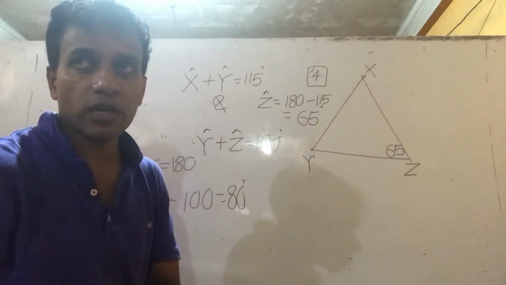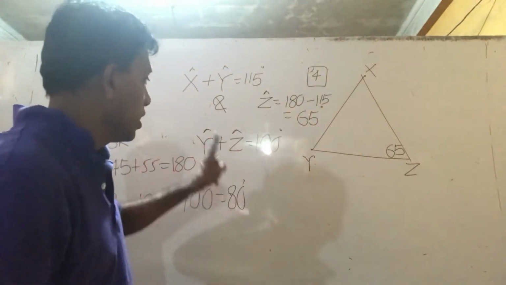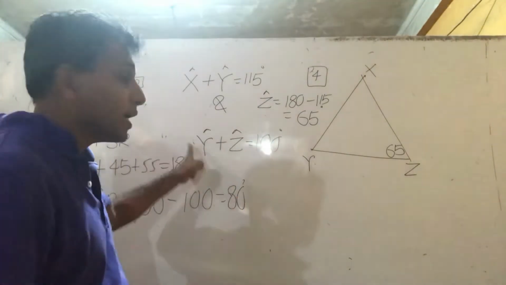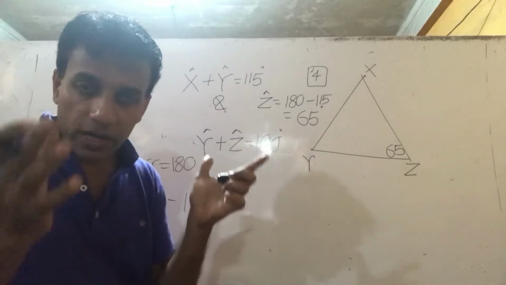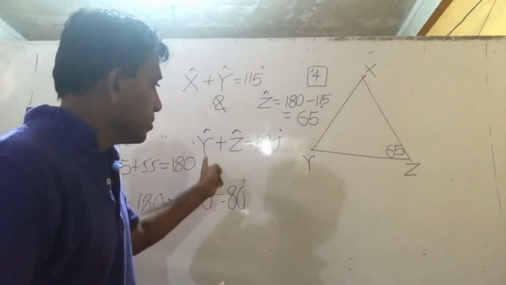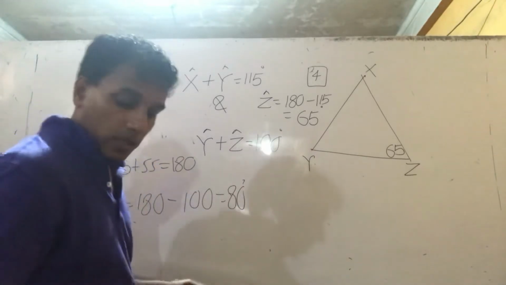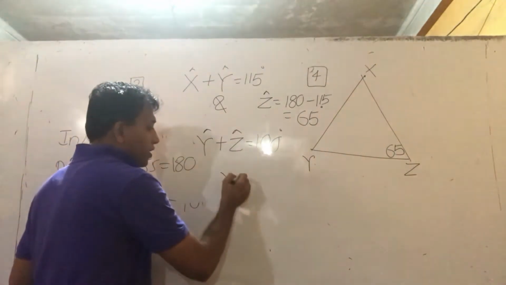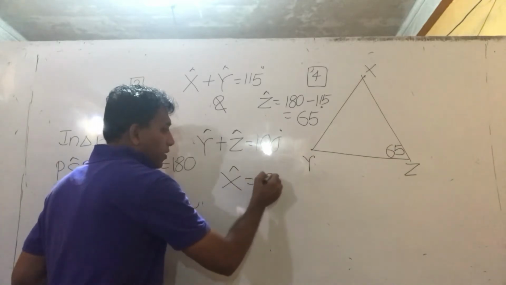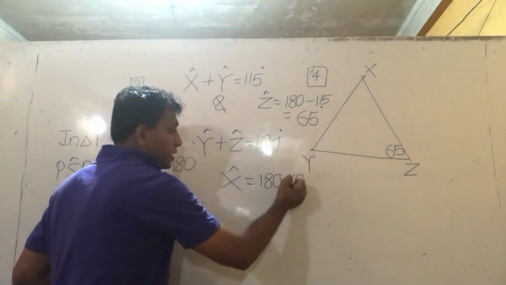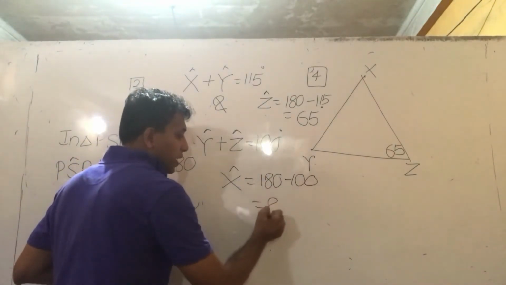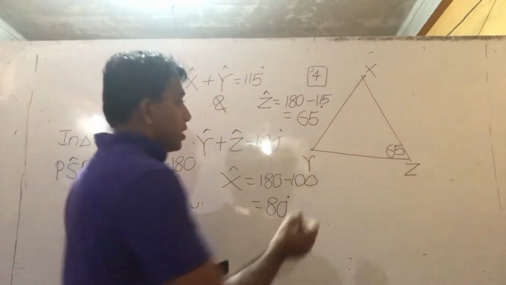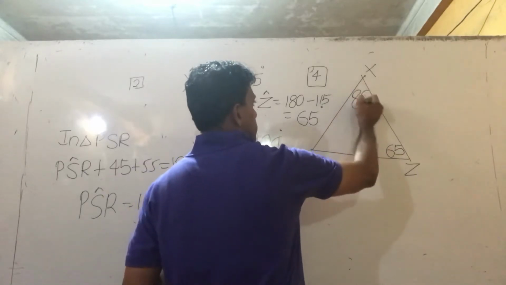Also they mention another equation, Y plus Z is 100. So what the remaining letter X is what? In the triangle XYZ, Y plus Z is 100. Therefore what is the X answer? Subtract and tell. Therefore X equal what? 180 minus 100, that is 80 degrees. X equal 80 degrees. Okay, X equal 80 degrees.